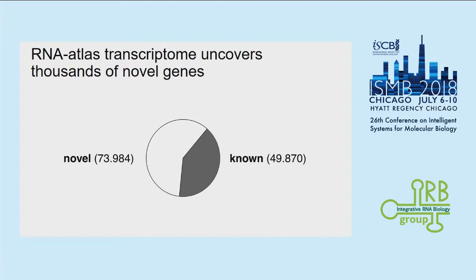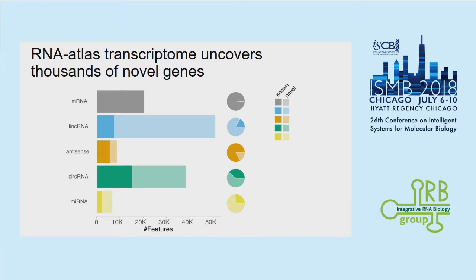But most importantly, we also found thousands of potentially novel RNAs. 60% of all identified genes are potentially novel genes. And zooming in into the different biotypes, here I show the novel genes in lighter colors. So we see that the vast majority of these novel genes come from the non-coding portion of the transcriptome.